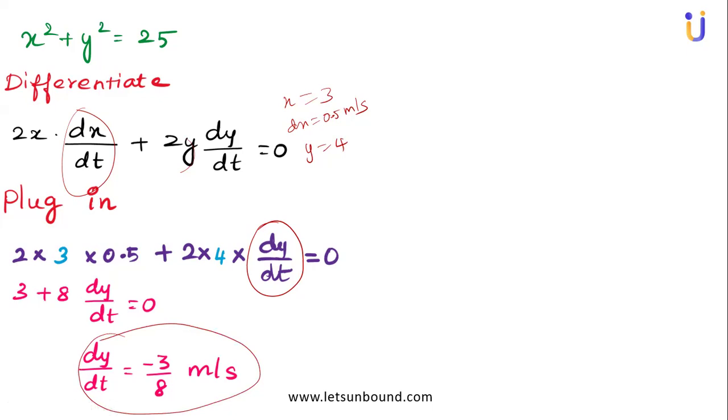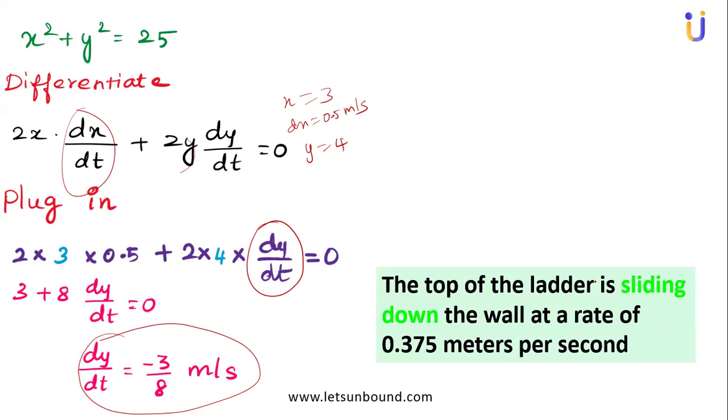Okay, now interpretation time. The top of the ladder is sliding down the wall at the rate of 0.375 meters per second. Since I mentioned down, I won't use the negative here. Right? I will just write the rate, the magnitude alone.